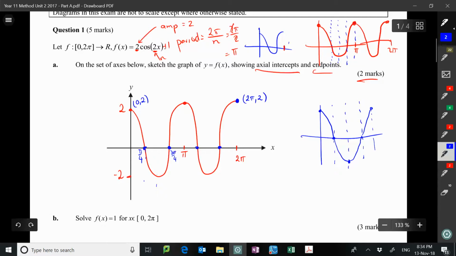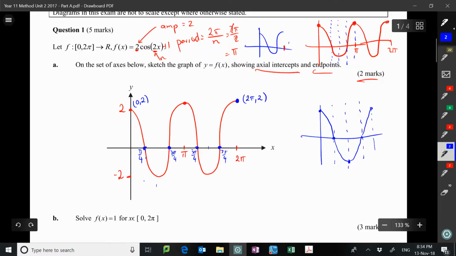Like, listen to what I'm saying. 4 pi on 4. So there's 4 out of 4, which is 1 pi. And the next one would be 5 pi on 4. And then the middle would be 6 pi on 4, which really is 3 pi on 2. And then 7 pi on 4. And then 8 pi on 4, which makes it 2 pi.